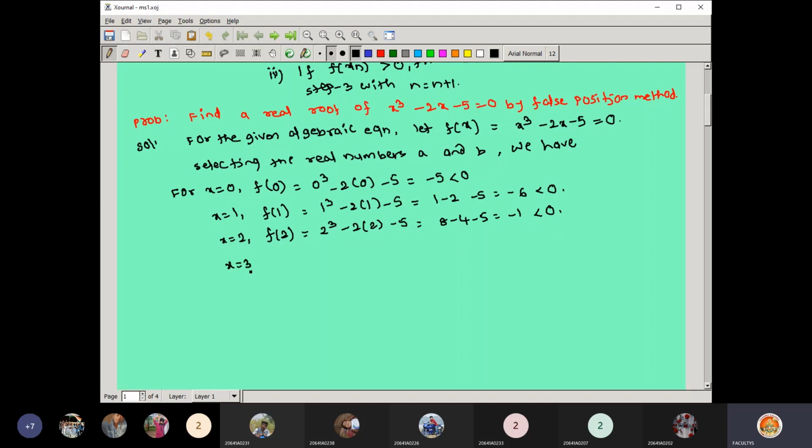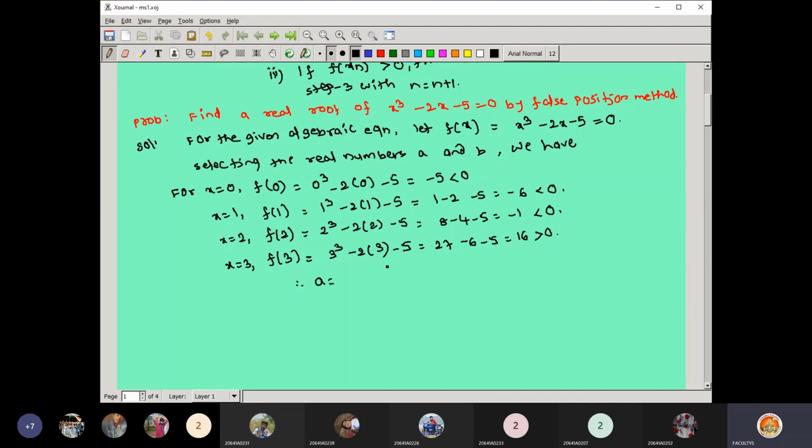So go to the next value, x equal to 3. This is nothing but f of 3. It is 3 cube minus 2 into 3 minus 5. So 3 cube 27 minus 6 minus 5. So 27 minus 11, you are getting 16. Is it greater than 0 or less than 0? Greater than 0. Whenever you get opposite signs, immediately you can stop the process.